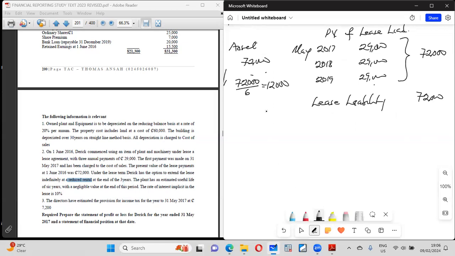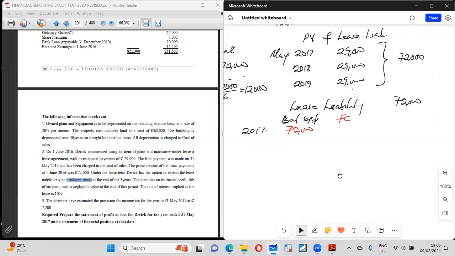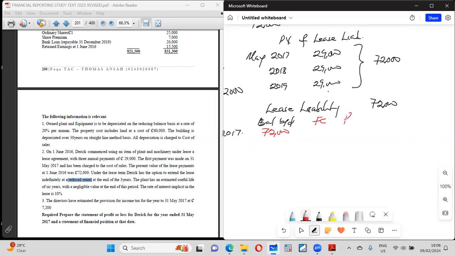Then what you did is the subsequent measurement of the lease liability. So you start May 2017. Then you have balance brought down. This one is in arrears. So you have 72,000. Then finance cost. What percentage will you use for the finance cost? What percentage did you use?